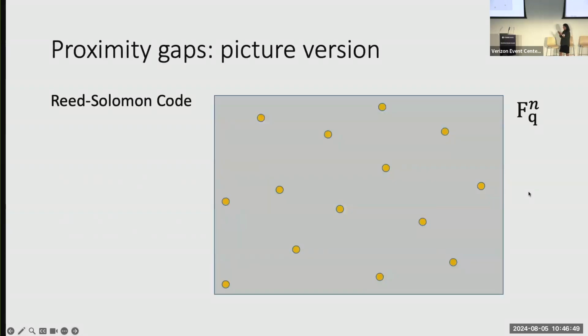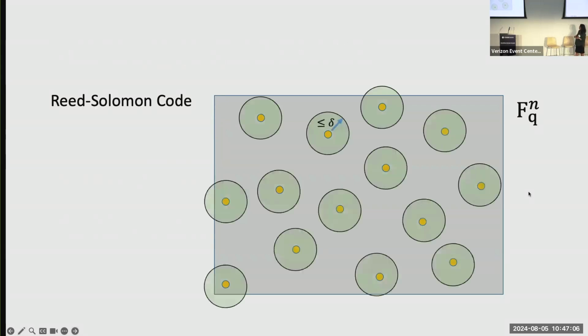Okay, so let me tell you what our final theorem statement is, but let's first do it in pictures. We have the underlying Reed-Solomon code. Our space is F_q to the n, and our code words are vectors in this space. And they're all far apart from each other. Let's draw a ball of Hamming radius delta about every code word. Think of delta as some fixed constant. When I say Hamming ball of radius delta, I mean all those vectors which are at Hamming distance at most delta times n from a code word. So I consider these balls around every code word.